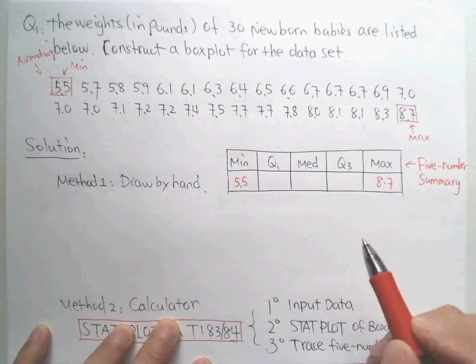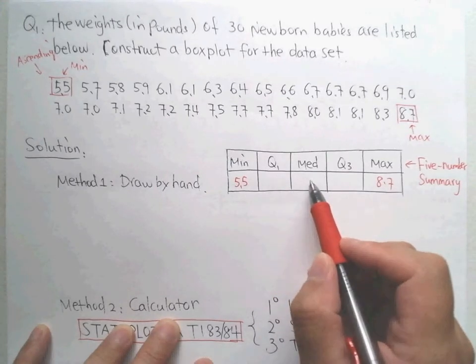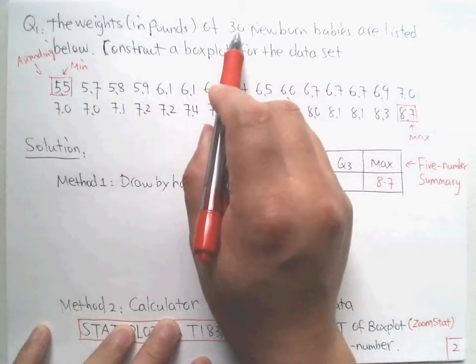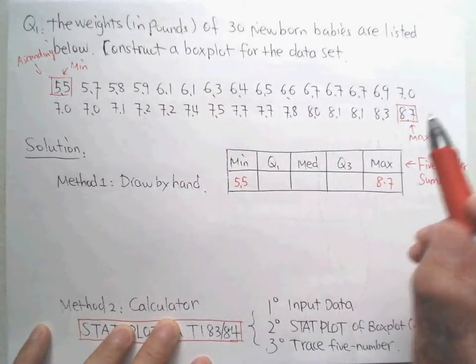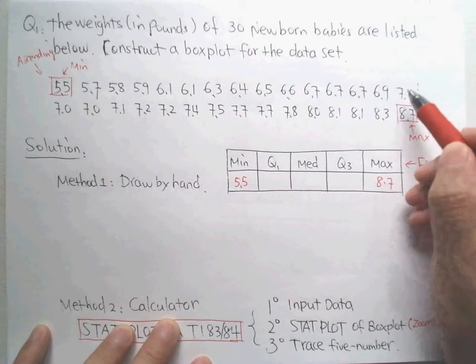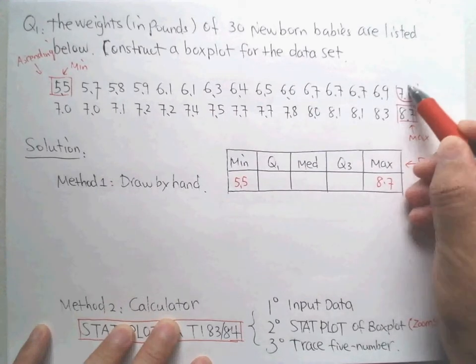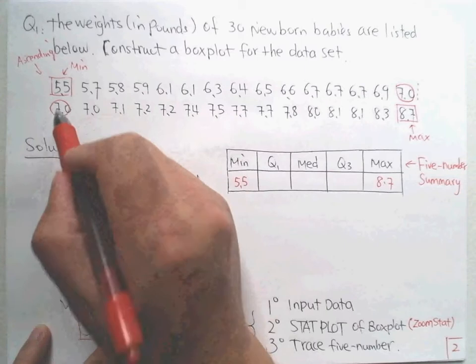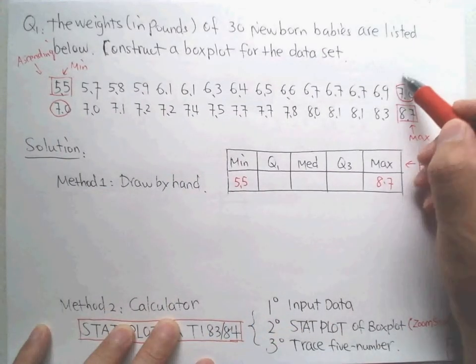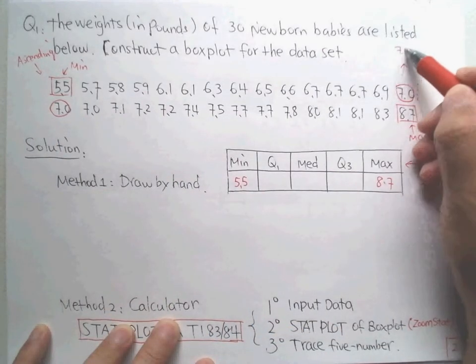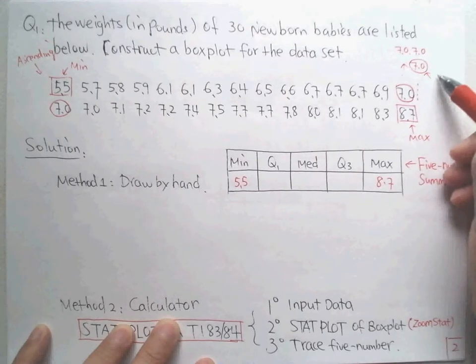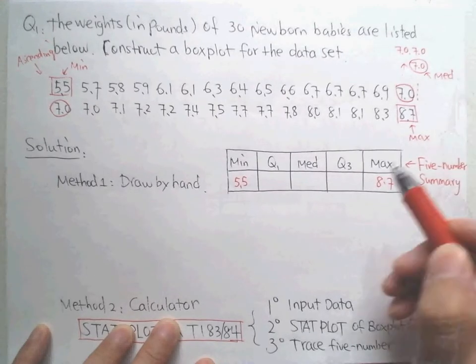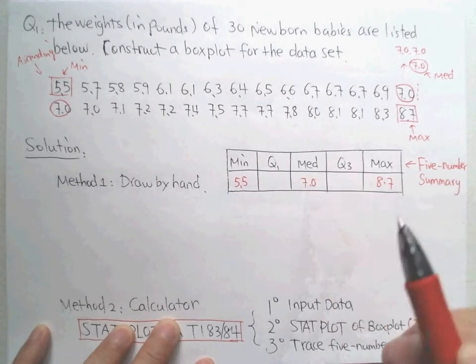What is the median? It depends on how many data we have. 30 data, 15 and 15, half and half, so we have 2 data in the middle. This is the one in the middle, and this is the other one in the middle. We take the average, and we get 7.0. The average is 7.0. This is the median, so I put it here. 7.0 is the median.